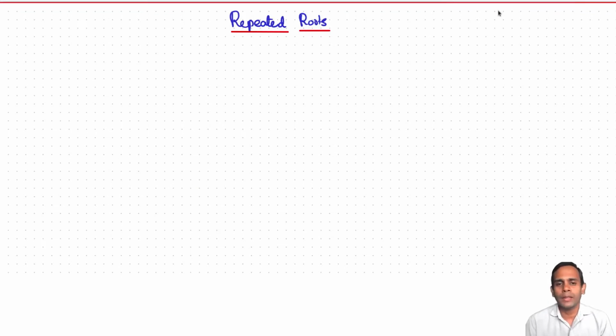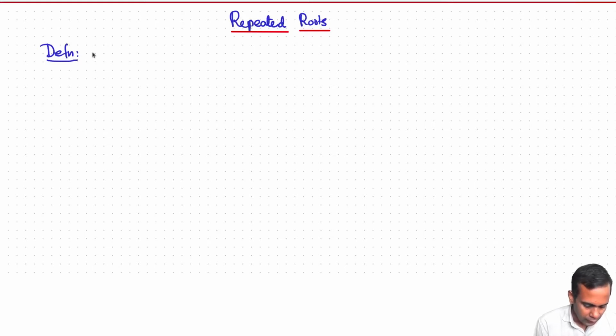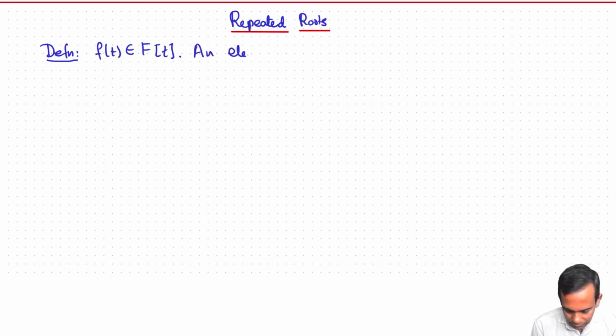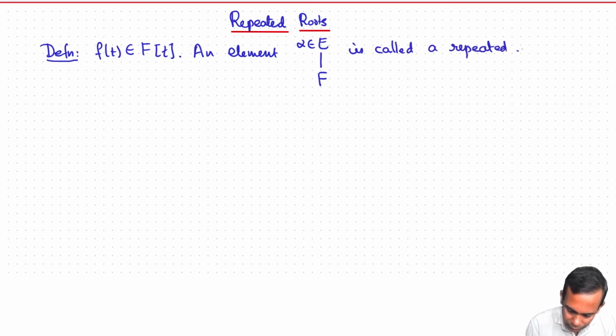Okay, now let's move on to our discussion of repeated roots. So firstly, the definition. Let f(t) be a polynomial in F[t] where F is some field, and then an element alpha that lies in E, where E is some field extension of F. So this notation here means that alpha lies in an extension of F, is called a repeated root if, of course, it should be a root.